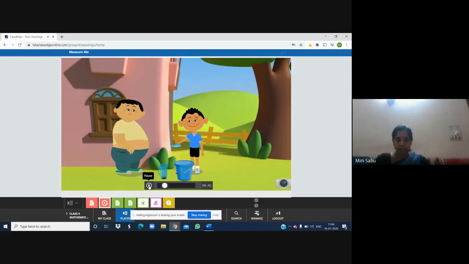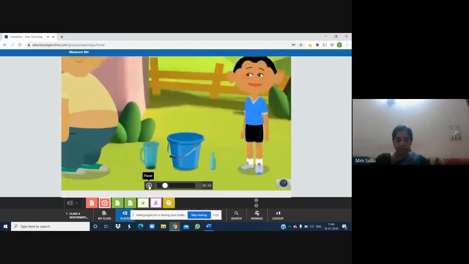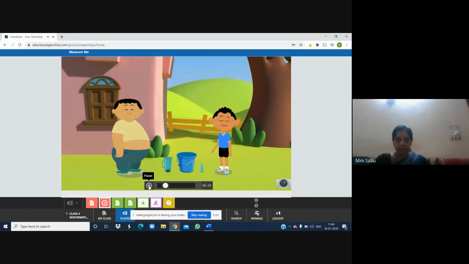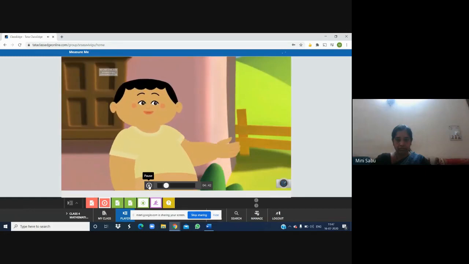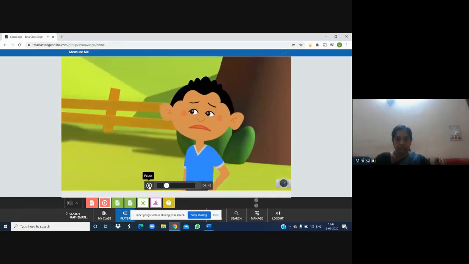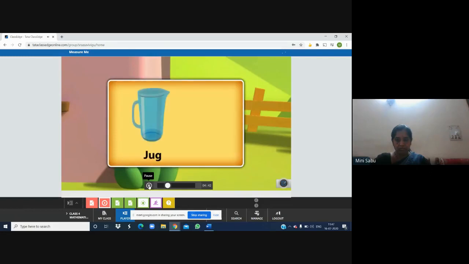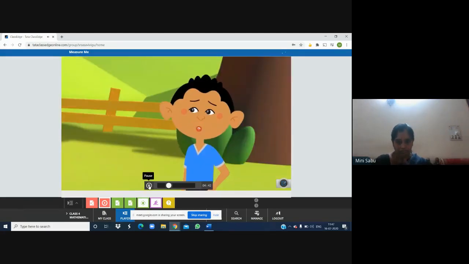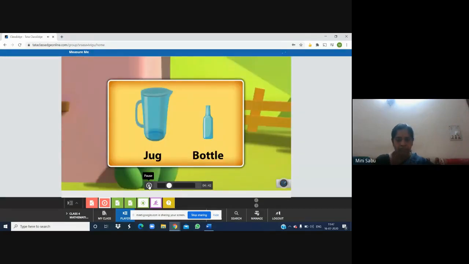The boys are back to watering the plants. Hey, Jiggy, I needed to fill my bottle 12 times to completely fill the bucket. And I needed to fill my jug 8 times. But, Jiggy, why did you have to fill your jug fewer times than my bottle? Look, Pasha, my jug is bigger than your bottle, so its capacity is more than the capacity of your bottle. Capacity? What's that? Capacity of a container is the maximum amount that it can hold. The bigger the container, the more its capacity.